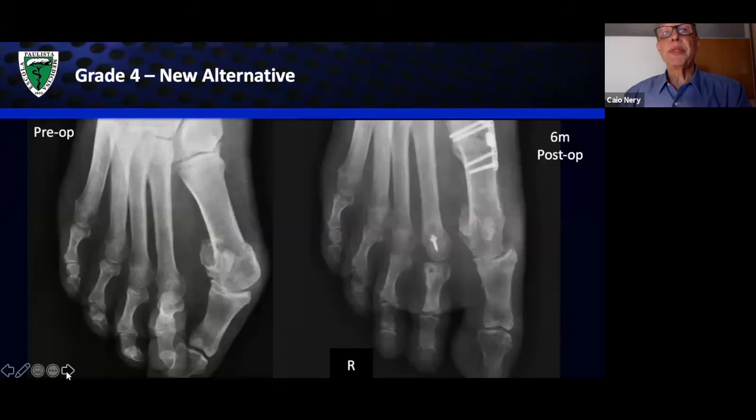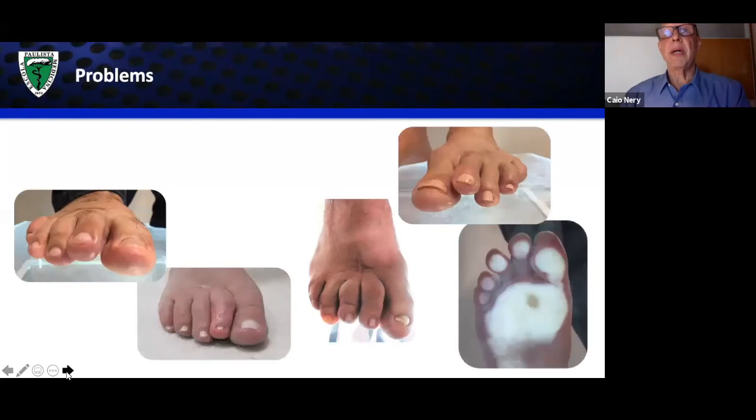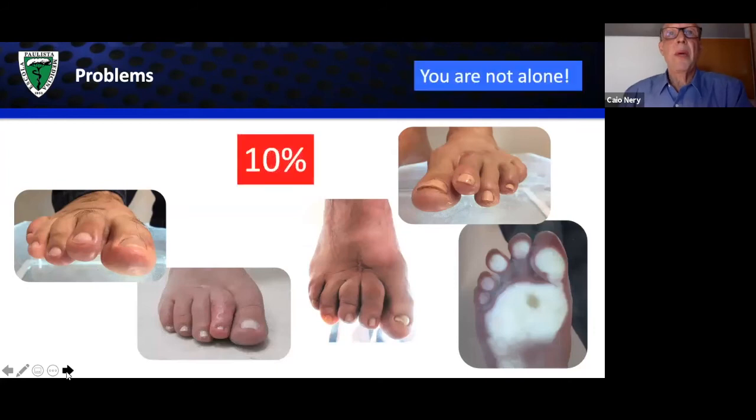It's too soon to say something about the long-term results of this technique, but it is still working very nicely so far. Now, I would like to discuss with you a crucial problem. Why are some plantar plate repairs not doing well? We had a 10% complication and unsatisfactory results rate in our series.